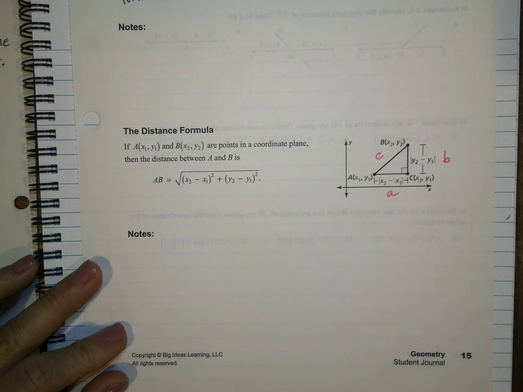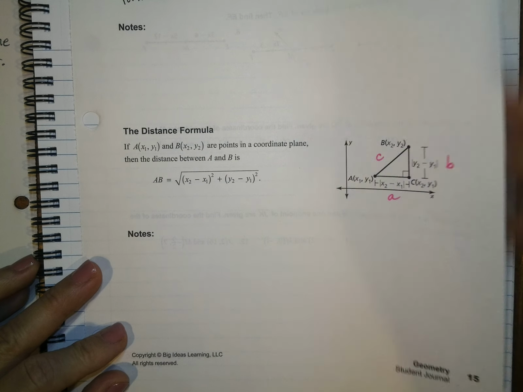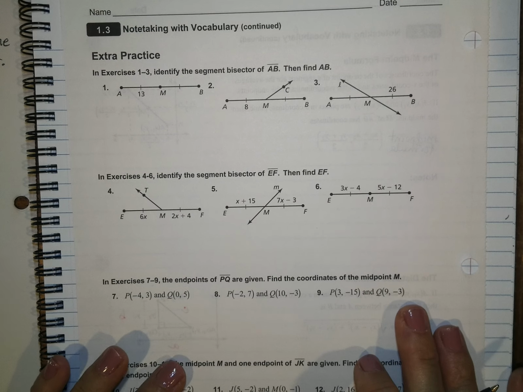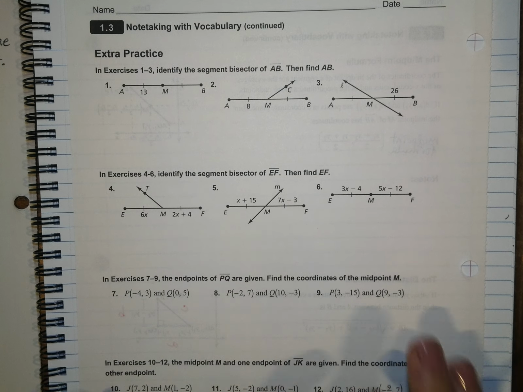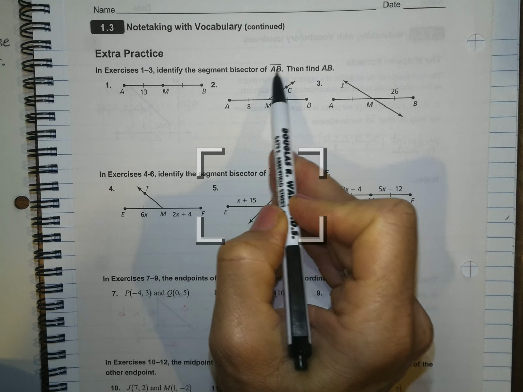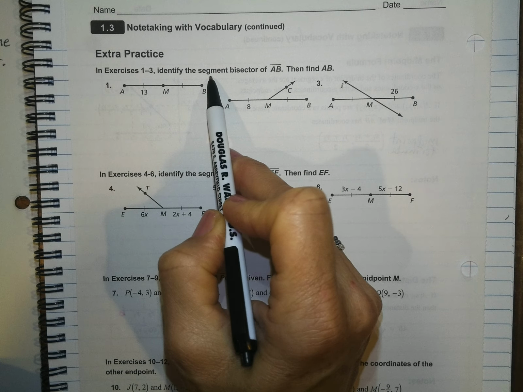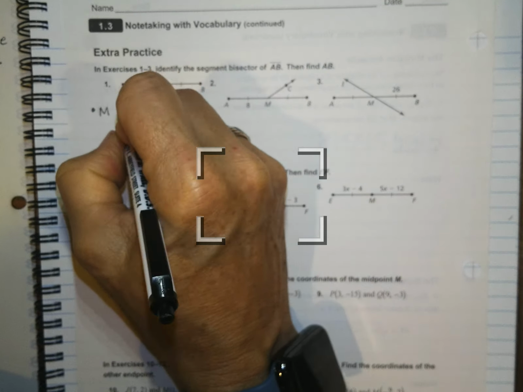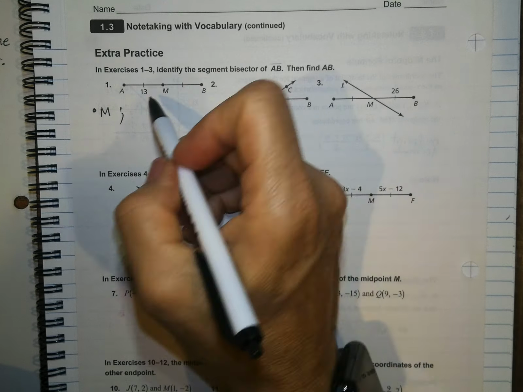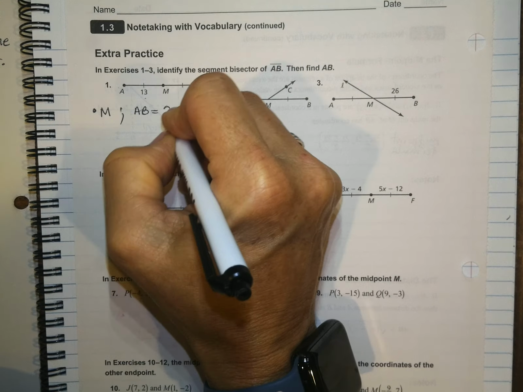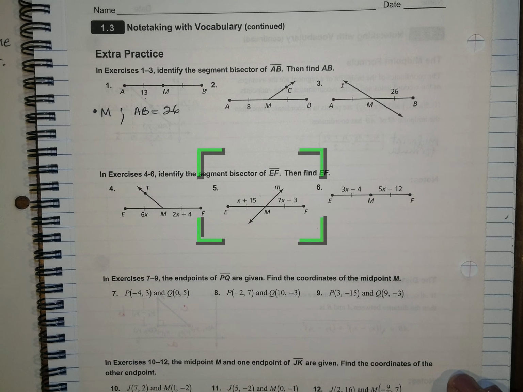So you'll just be plugging in numbers, and here's how we're going to do it with practice. Turn your page to 16, and we'll get to all of those. So I'm going to go through this quickly. Identify the segment bisector of AB, then find AB. So the segment bisector is M. We'll just say M. And then AB is twice as much as that. So AB equals 26 because 13 is half.